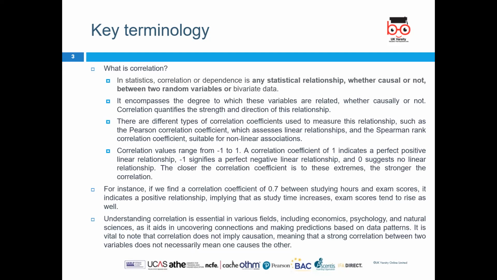For example, if we find a correlation coefficient of 0.7 between studying hours and exam scores, it indicates a positive relationship, which implies that an increase in study time is also related to an increase in exam scores. So that is the basic interpretation of correlation. Understanding correlation is important in various fields, especially economics, psychology, and natural sciences, because it helps to analyze the relationship between two variables and make predictions based on the data patterns.